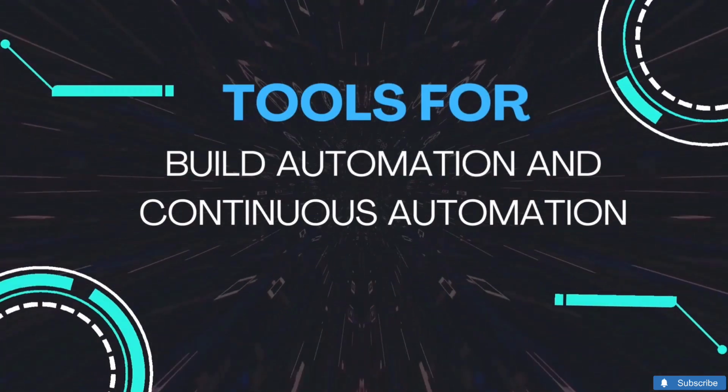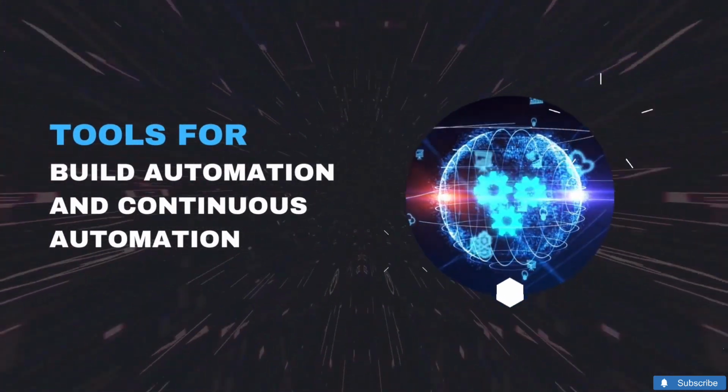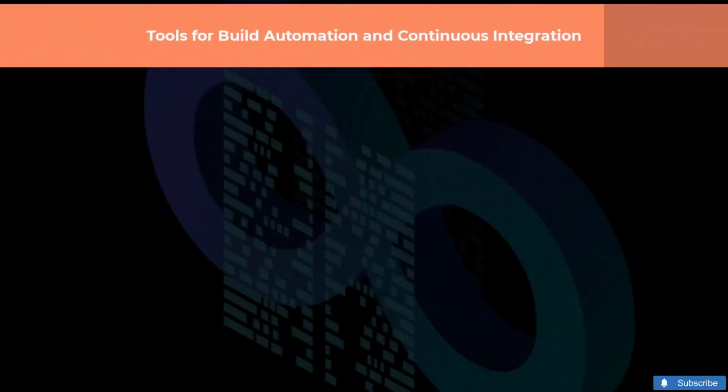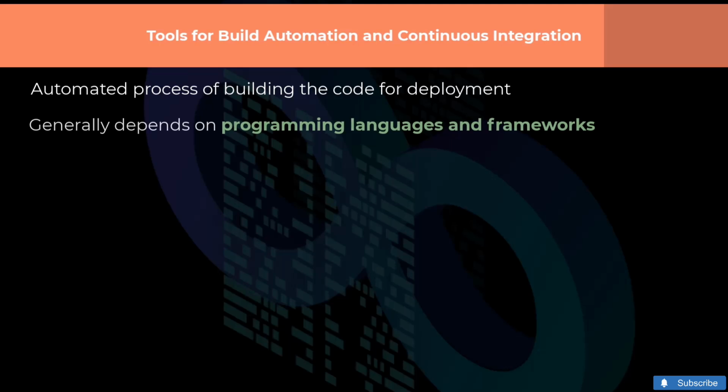Let us discuss the tools that are in the world of build automation and continuous integration. At this point, I would like to summarize what build automation and continuous integration is. Build automation is the automated process of building code in preparation for deployment. And the tools that you use for build automation generally depend on the programming languages and the frameworks that have been used to create that code.